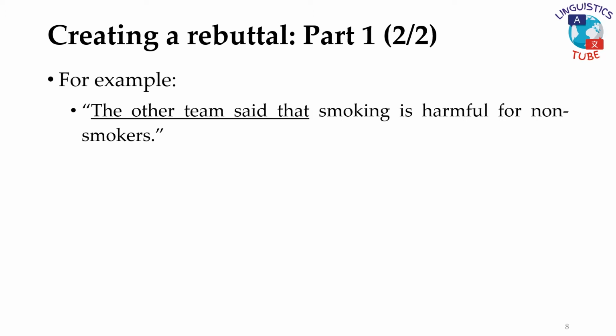Here is an example. For this rebuttal, I'll use the topic that we've seen several times in this series. Smoking should be banned in public places. The argument that we are refuting is that smoking is harmful for non-smokers. Therefore, part 1 of the rebuttal is simply, the other team said that smoking is harmful for non-smokers. Remember that the other team probably said it in more detail, but you should restate it as simply and briefly as possible.